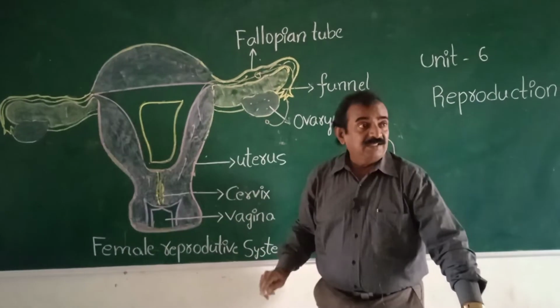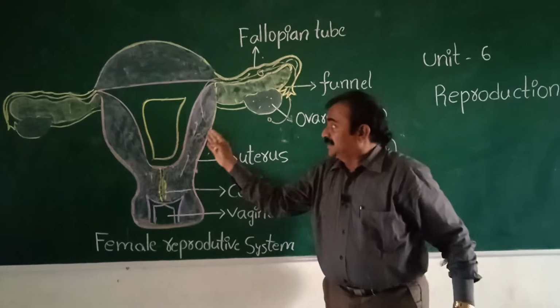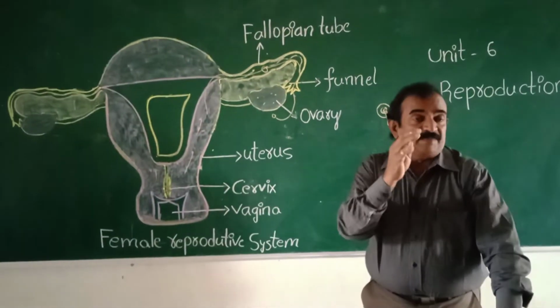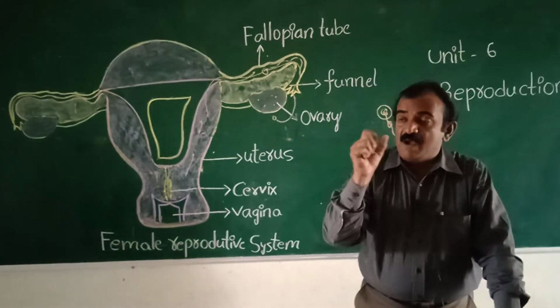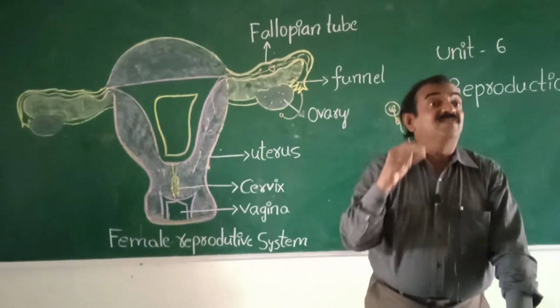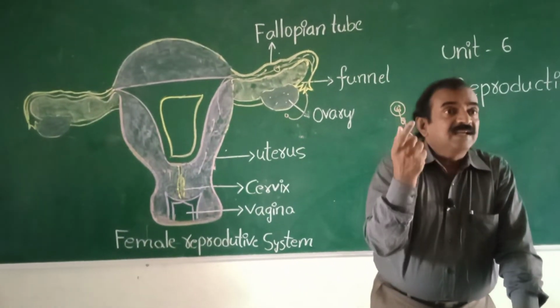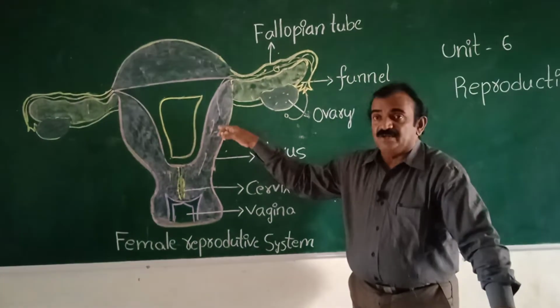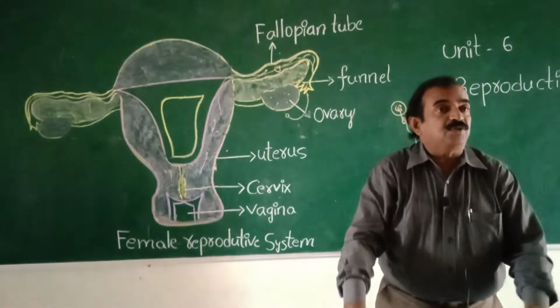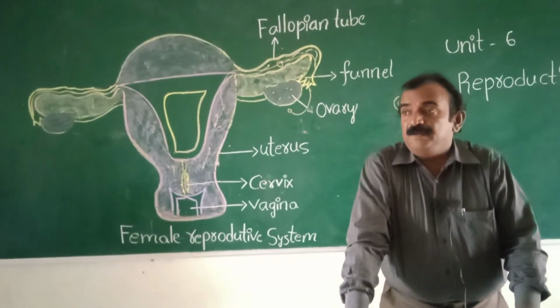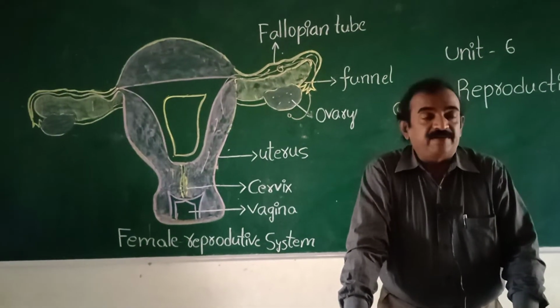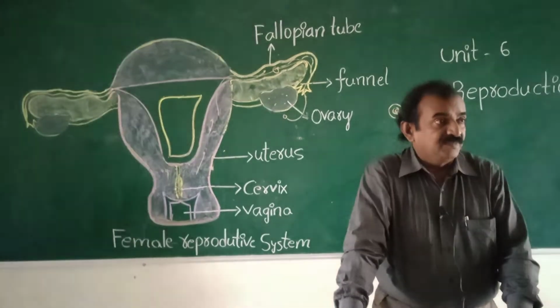This is the uterus. In Telugu it is garbhashayam. The uterus is a strong muscular sac-like structure with an inverted pear shape. Inside the uterus you see the presence of tissue called the endometrium. Underline it. Page number 125. Endometrium is there.